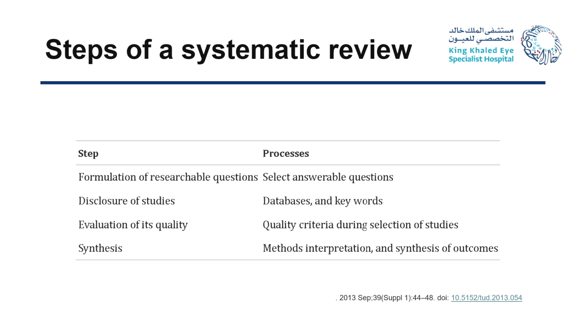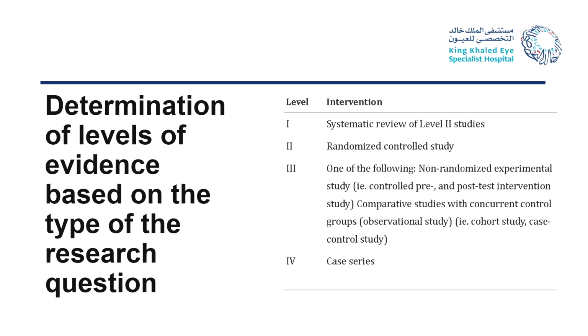The steps of the systematic review: you start by formulating the research question. You disclose the studies, including the databases you searched and the keywords you used. Later you evaluate these studies. And the last step is you interpret the method and synthesize the outcome.